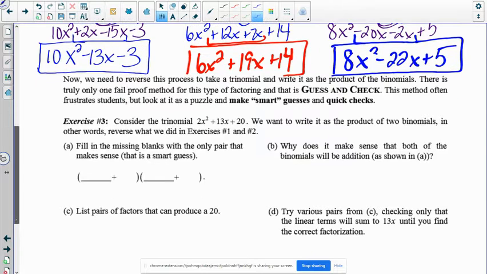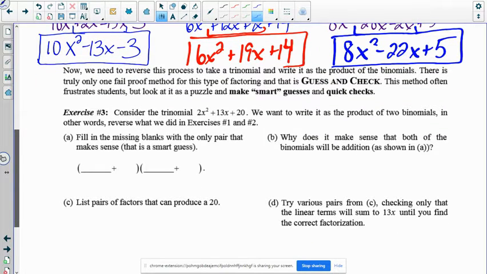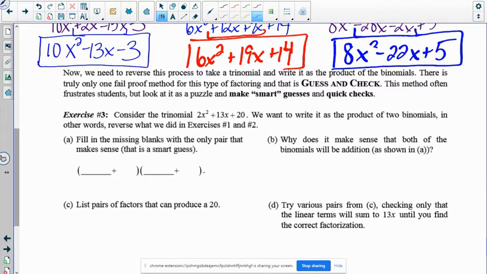Whenever you break up a number or a polynomial expression into things that multiply together to be it, it's called factoring. So, the first edit we're going to make on this page is I want you to change this 2x squared plus 13x plus 20 to x squared plus 9x plus 20. So, we want to write it as a product of two binomials. We're reversing what we did in the first two exercises. Fill in the missing blanks with the only pair that makes sense.